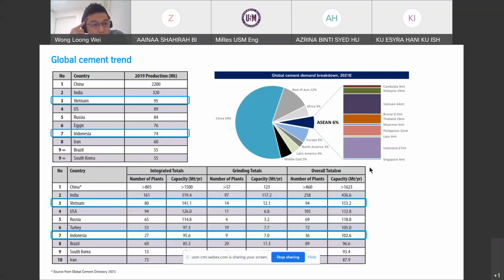This is information that we can extract from the Global Cement Directory. As you can see here, China is the highest cement producer worldwide. And in Southeast Asia, Vietnam is the third in worldwide cement production, even higher compared to the US. And where is Malaysia? If you see in another chart here, ASEAN in Southeast Asia contributes 6% to the world cement production. And in this ASEAN cement production, Malaysia is only 19 million tons of cement production. This is actually a very small contribution in the Asia Pacific. We are actually quite behind Vietnam, Indonesia, or even Thailand and the Philippines.